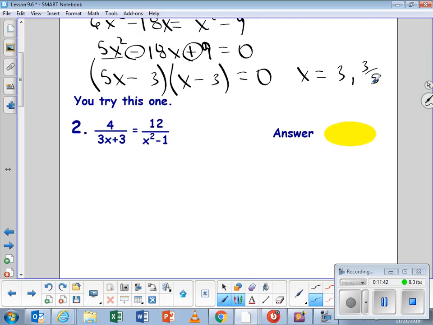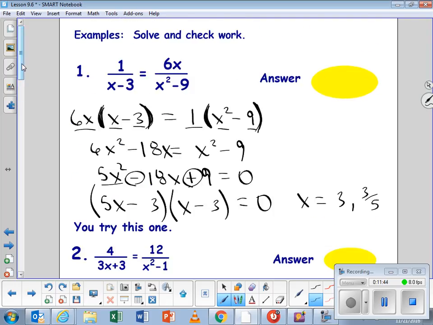Okay? Now, so what do you think's under the yellow dot? The answer? Probably the answer. Okay? The number 3 and the number 3/5. Okay? What does it say in our directions? Check. Well, it could be both. It could be both, but it's possible it's only one. It's even possible it's none.